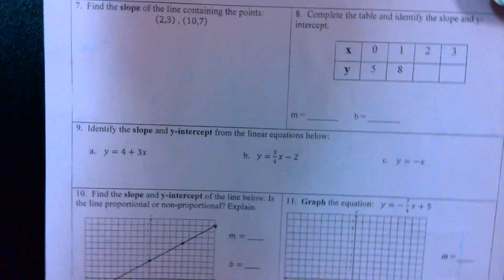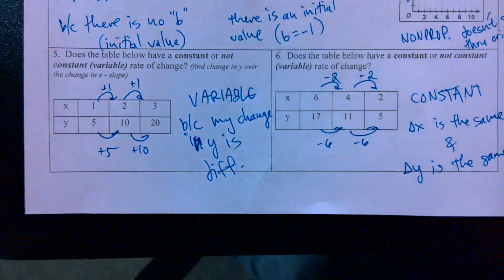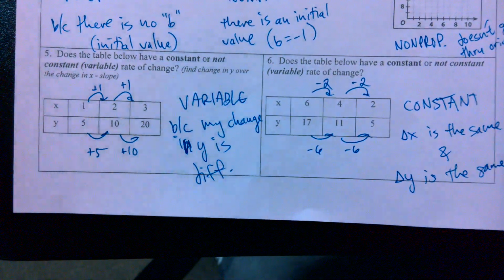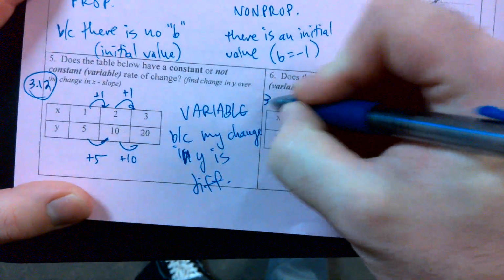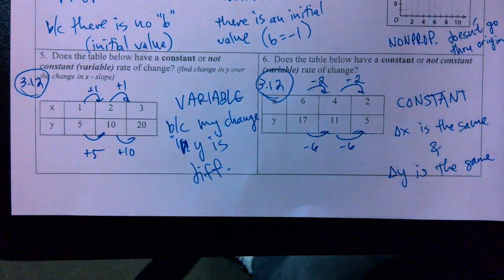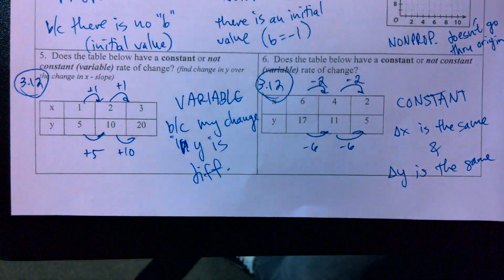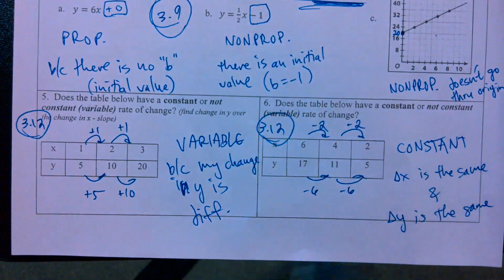Flipping over to the back. Sorry, back to the front real quick. Was that 3.12? Yeah, 5 and 6 are 3.12. Number 4 was 3.9. In case you want to refer back to your notes, I would recommend adding those in there.